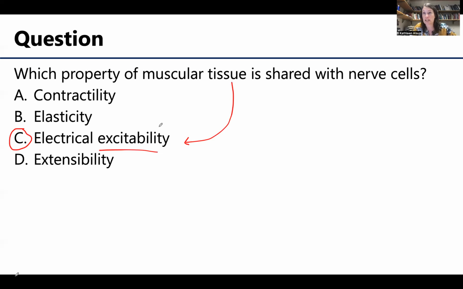You're going to have those action potentials associated with both of those. It could be chemical, it could be electrical as well. That's going to allow for these action potentials to kind of travel down. Contractility, elasticity, and extensibility are very important in terms of muscular tissue, but not so much in terms of nerve cells. And much more to come in terms of nerve cells in the next block as well.